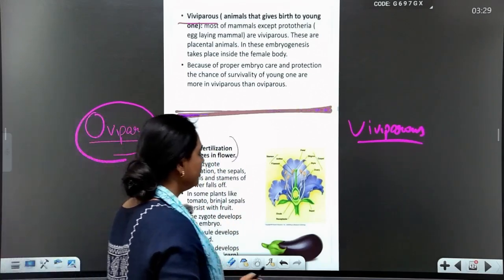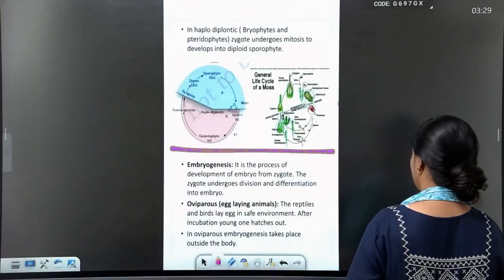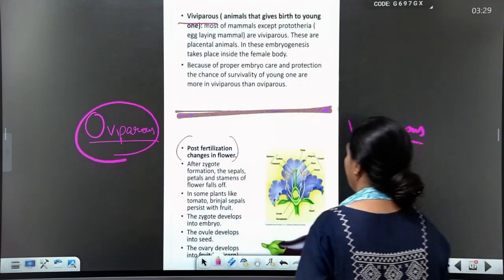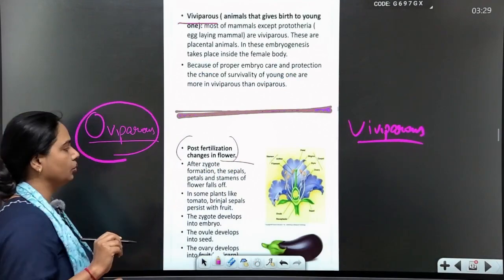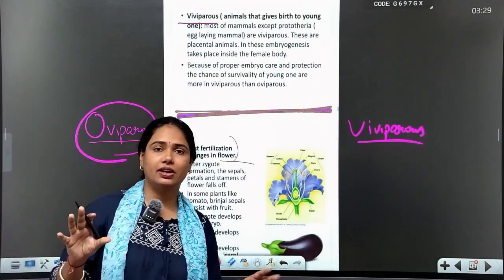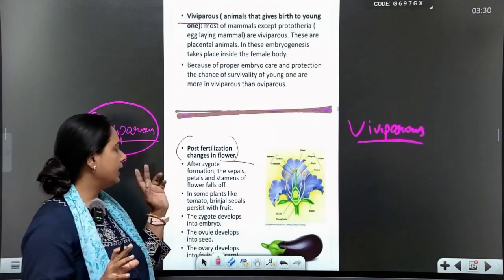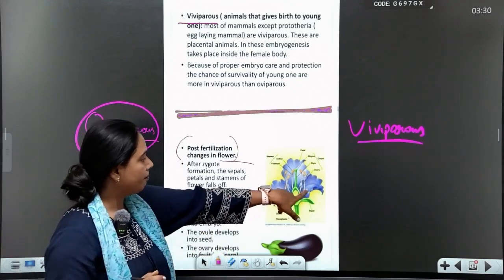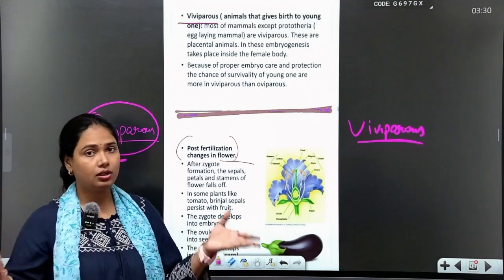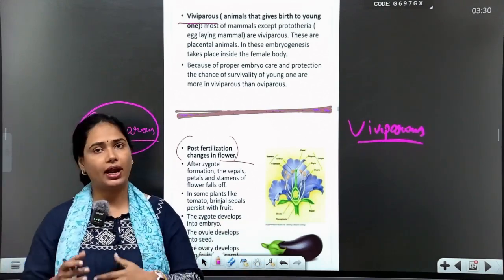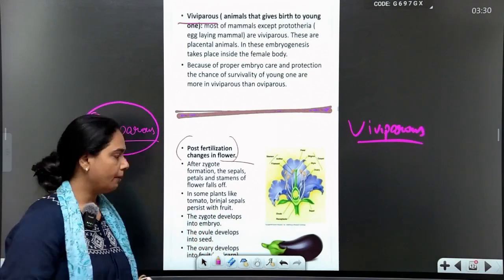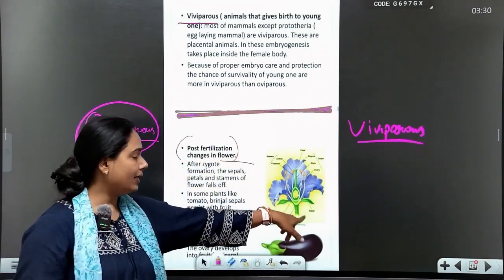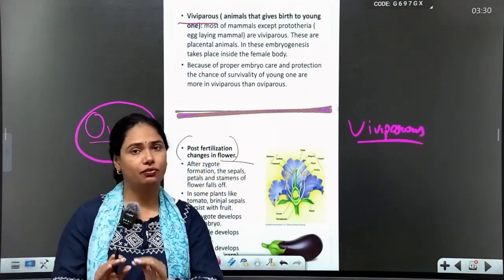Now in the ending stage, meaning post-fertilization events, we have to clarify that there is a change in the flower also. Yes, in a post-fertilization event there is a change in the flower also. Like after zygote formation, you see here that petals and sepals wither or fall off, the pistil falls off, and there is only a fruit or a vegetable. But in some situations, plants show the sepals and pistil with that fruit or vegetable.